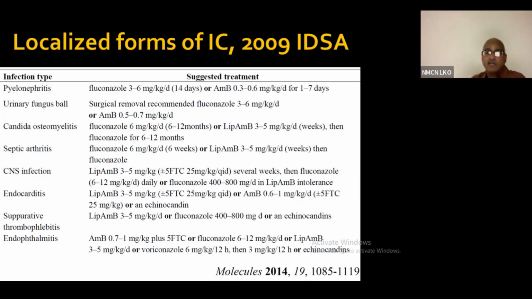So it is amphotericin B. Urinary fungal balls, again it is amphotericin B or fluconazole. Candida osteomyelitis, it is again fluconazole or liposomal amphotericin B. Septic arthritis, again fluconazole or liposomal amphotericin B. CNS infection, liposomal amphotericin B with or without flucytosine added. Endocarditis, liposomal amphotericin B. Septic thrombophlebitis, again liposomal amphotericin B. Endophthalmitis, plain amphotericin B plus flucytosine, or fluconazole, or liposomal. So these are your choices if you have a patient with a local site related problem.